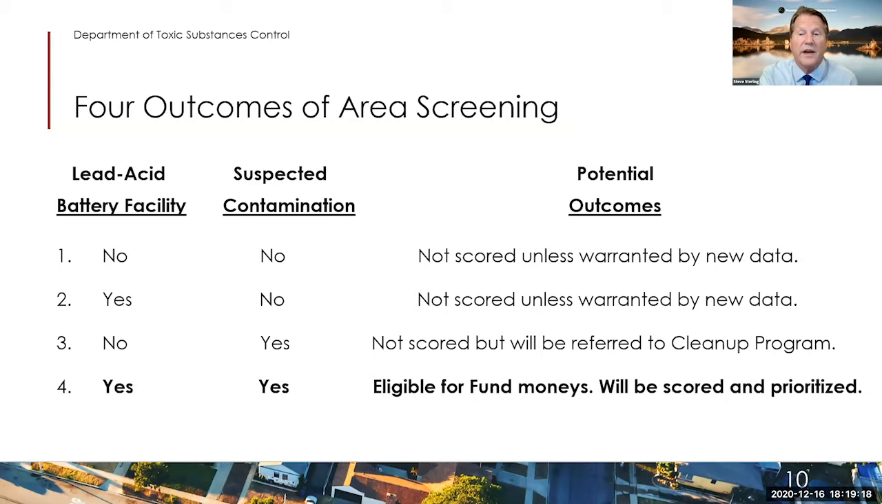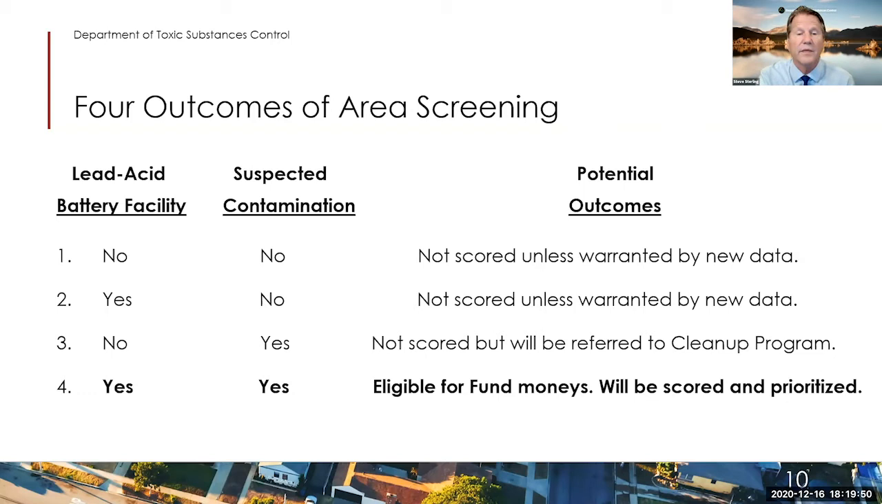So the area is not eligible to use monies from the Lead-Acid Battery Cleanup Fund because no contamination has been found. As a result, such areas will not continue through the remainder of the scoring process. In the third response, shown as number 3, there is no information indicating that the facility in the area being screened is or ever was a lead-acid battery recycling facility, but there is an area reasonably suspected of having contamination.